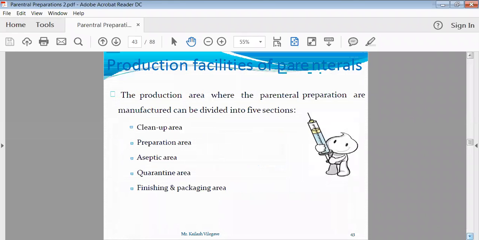Now this was about the tests for detection of the presence of pyrogen and endotoxin. Now what kind of production facilities are required for the preparation of your parenterals? Generally when we are producing parenterals, while mixing and while transferring your preparation from the final container to the actual containers, we are required to maintain specific types of conditions. So for that purpose, specific areas are required. The first area is called the cleanup area. The second area is called the preparation area. The next area is called the aseptic area. Then a quarantine area is required, and finishing and packaging areas are required. Nearly 5 specific areas are required during production of parenterals, and all these 5 areas have special requirements.